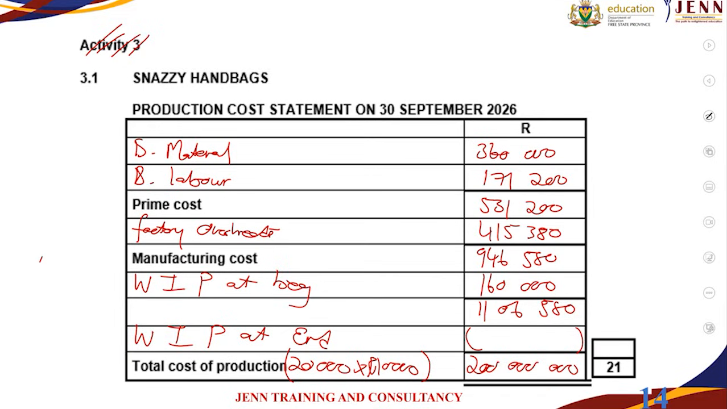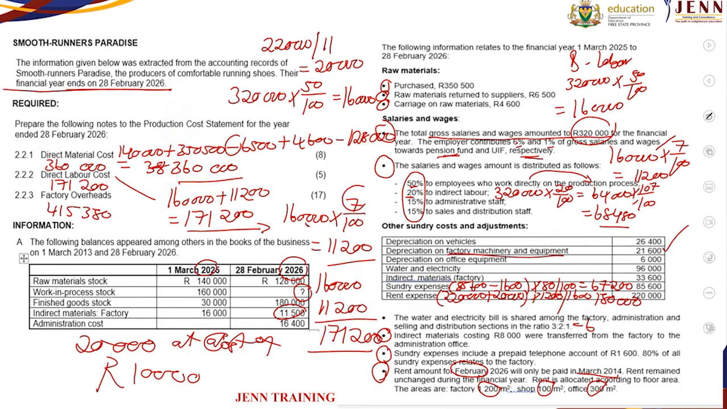Now, how can you get your work in progress at the end? It is now going to be a balancing figure. So you're going to say this amount minus the other one, so minus 1,106,580. I understand it gives you a huge number. Remember, it was just an example. I was just trying to show you how you can do it. But this is how sometimes they can allow you to do it. I think this brings us to the end of our presentation for activity 2.